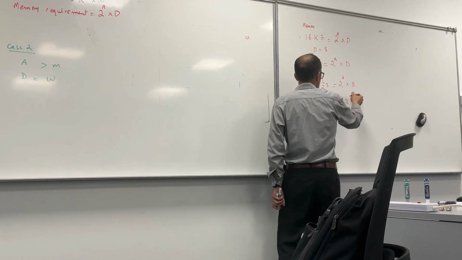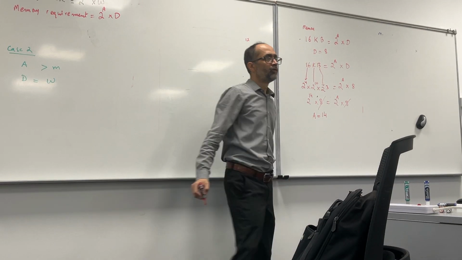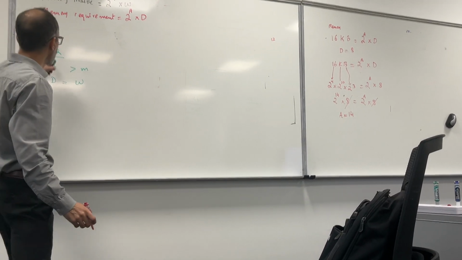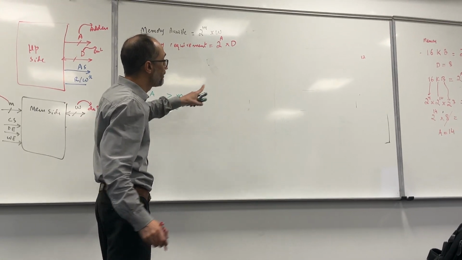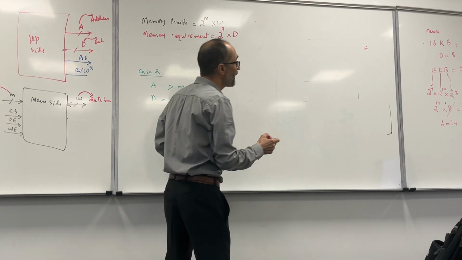And 8 will cancel out. What is A now? 14 now. Okay, now please remember this is case number 2, when A is greater than M. What is the value of A? So A is actually 14, which is greater than M.